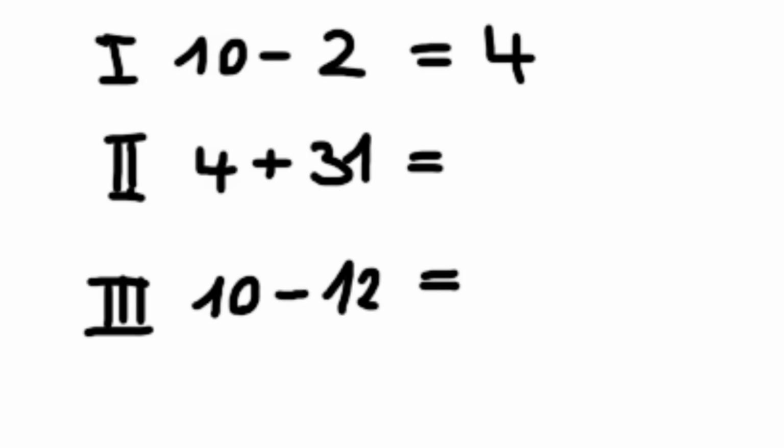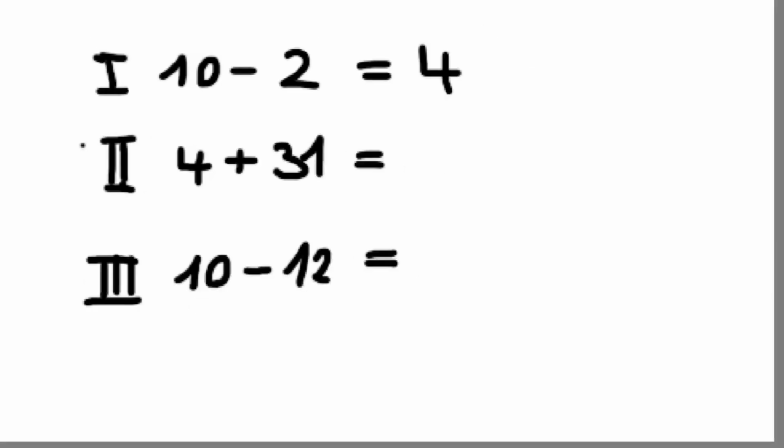Next up, 4 plus 31. Now we have to be very careful here. 4 plus 31 does not mean that we go to 35. We cannot go to 35. I've cut out the 5, so that's not possible. Where are we if we start at 4 and go 31 to the right? Well, let's count, shall we?